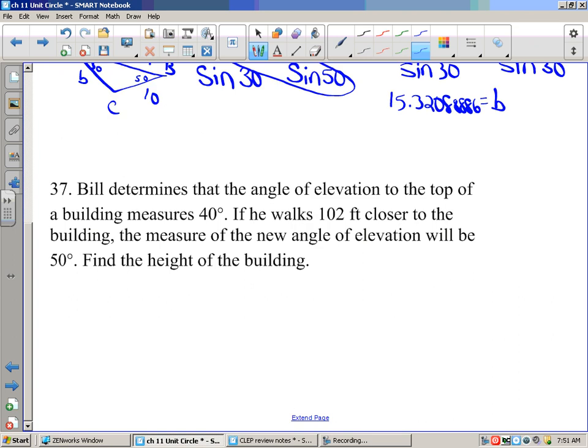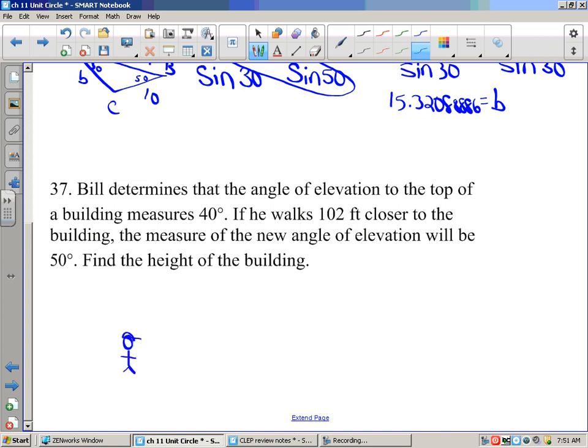Here's a word problem. Bill determines that the angle of elevation to the top of a building measures 40 degrees. If he walks 102 feet closer to the building, the measure of the new angle of elevation will be 50 degrees. Find the height of the building. All right, so we've got Bill.